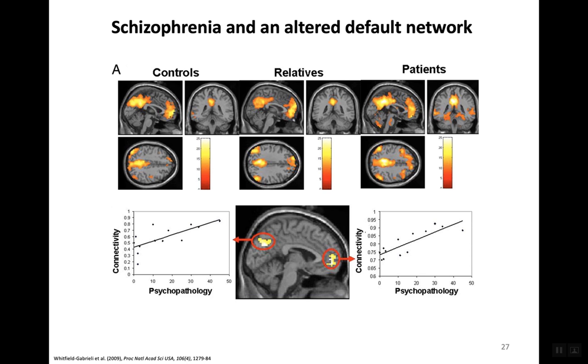Now, the story gets even more interesting in that if you look at how tightly related these regions are, regions of the default network, in patients who suffer from schizophrenia, you can find a significant positive correlation between the severity of the disease, the psychopathology, and the level of connectivity between areas of the default network. So not only are these areas hyperactive, but they also tend to be hyperconnected. And this provides some strong evidence that the default network is certainly involved in schizophrenia.